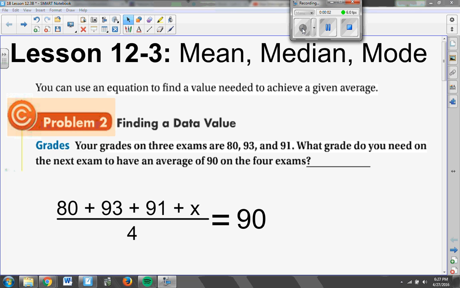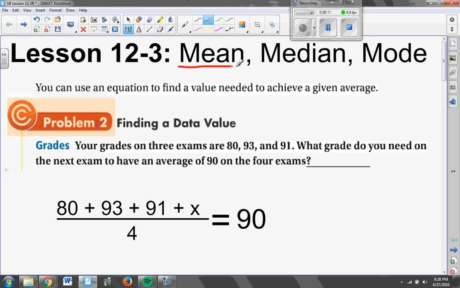All right, Algebra 1B students, welcome to part 2 of lesson 12.3 on mean, median, and mode. In this video, we are going to focus in on mean, and we're going to try to find a missing data point or an extra data point that would give us a certain average that we're hoping for. So we want a certain average, so we'll set up an equation in order to find a fourth, or in general a missing data point that will allow us to get that average.